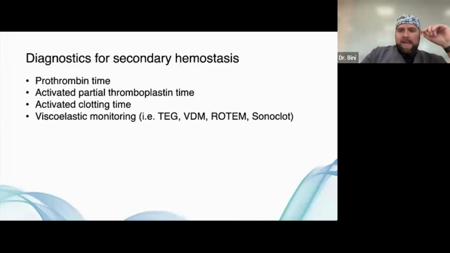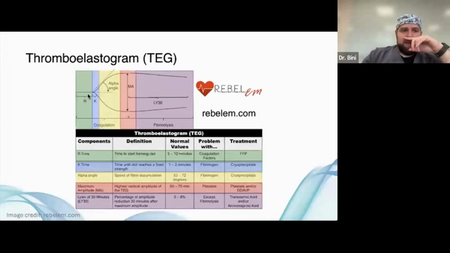And basically, they give you a graph like this, okay? The first bit, the R time, is the time that it takes to start forming the clot. Then you have this blue area here, the K time, which is the time till the clot actually reaches a fixed strength. Then you have the alpha angle, which is the speed of fibrin accumulation. Then you have the maximum amplitude here, which is the highest vertical amplitude of the tracing. And then you have the lysis at 30 minutes, which is the percentage of amplitude reduction 30 minutes after the maximum amplitude.